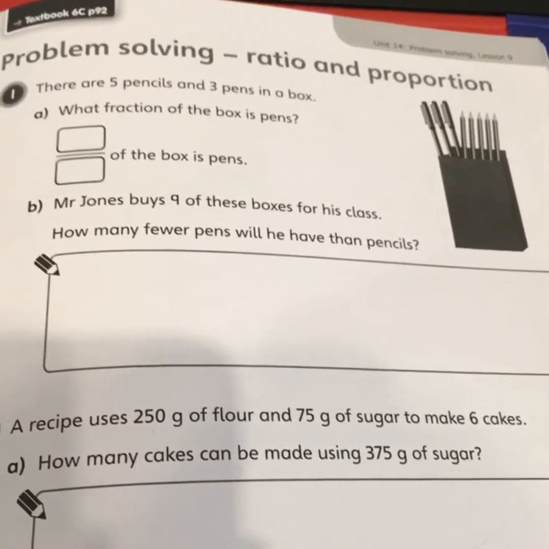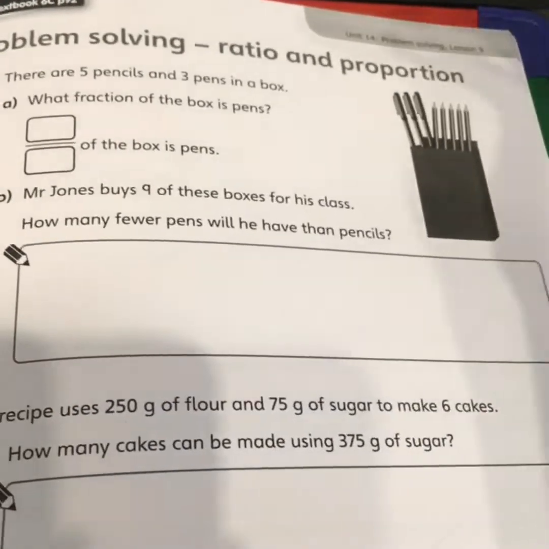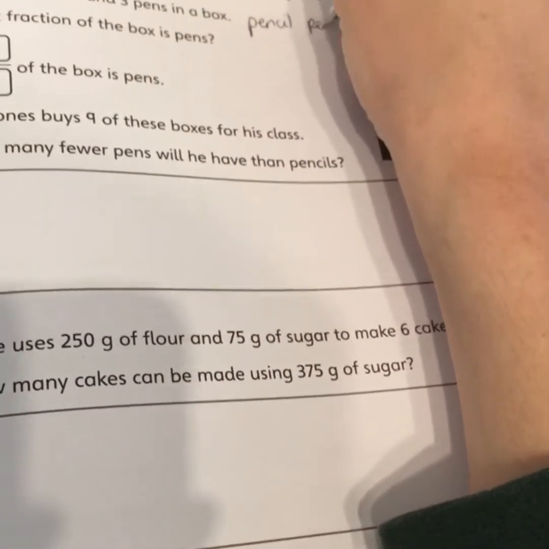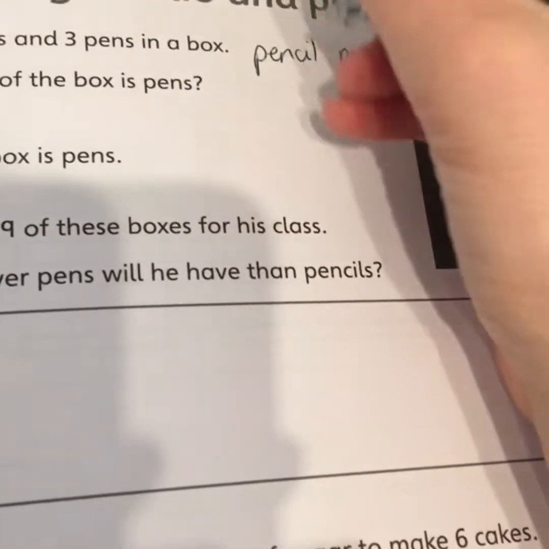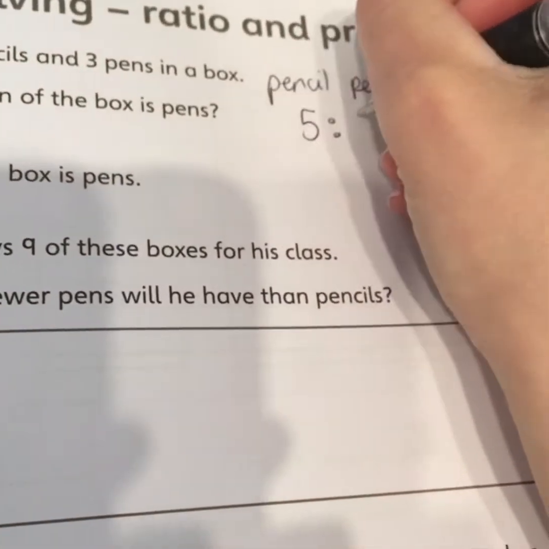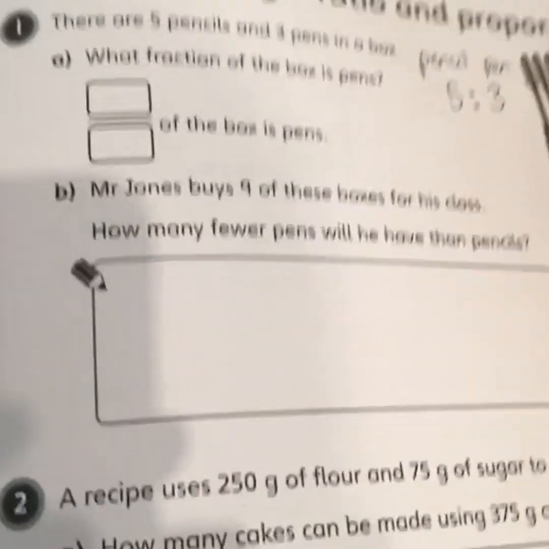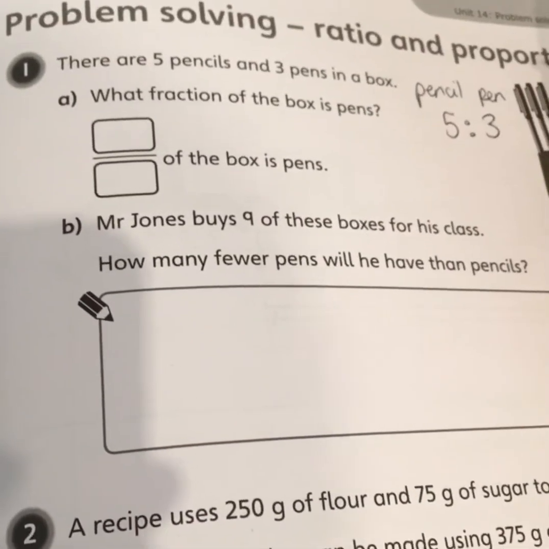Okay, so this first one tells us there are 5 pencils to every 3 pens. So I'm going to write pencil and I'm going to write pen, because otherwise they're both a P and it might get a bit confusing. So for every 5 pencils, there are 3 pens. There's my basic ratio. That's my facts before I start this question. What fraction of the box is pens?